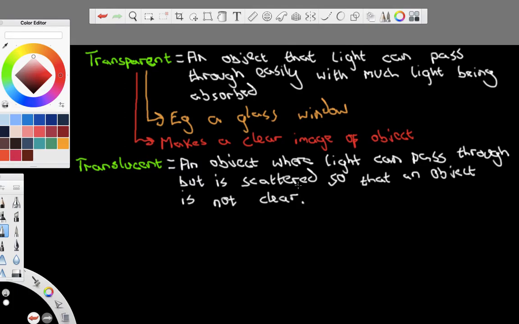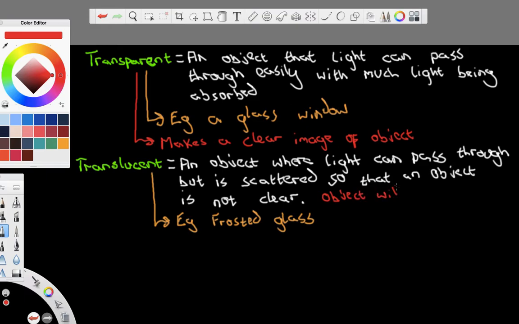So this would be looking through, for example, frosted glass. If you try to look through frosted glass, you can perhaps see an outline of someone, you can see a silhouette or a shadow, but you can't see them very clearly. So we can put underneath here, e.g., frosted glass, and we can say that the object is not clear. So I'm going to write over there so that I've got room. We can say objects will not be clear.